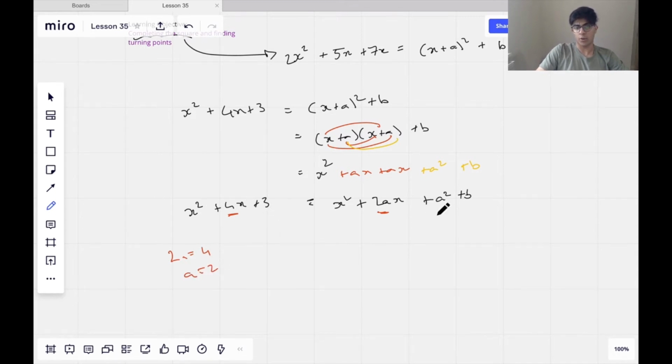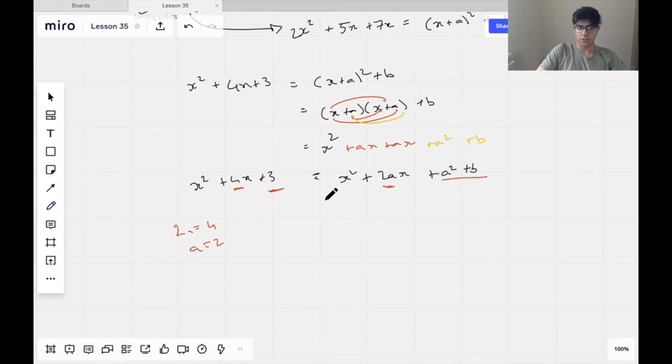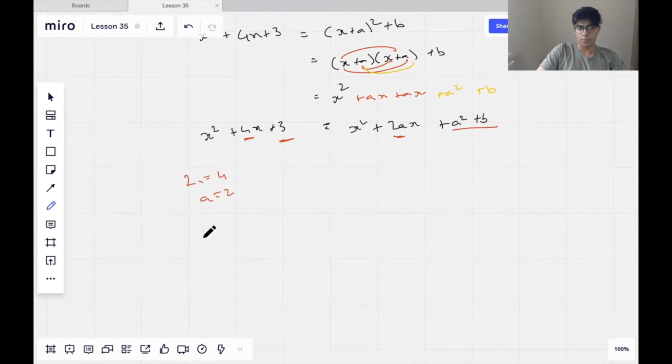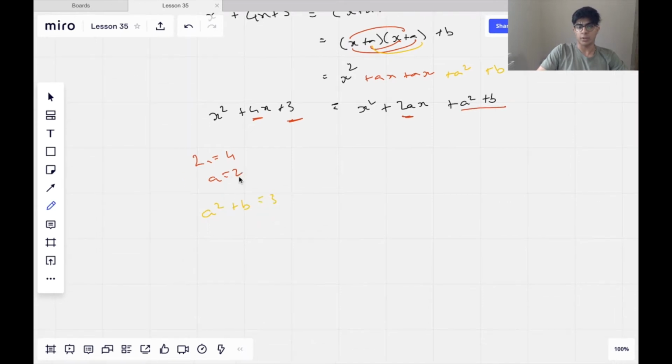Now we have that, we also know a squared plus b is equal to 3, because we compare the right-hand side to the left-hand side. If a squared plus b is equal to 3, and a is 2, so 4 plus b is equal to 3, and b is equal to minus 1.